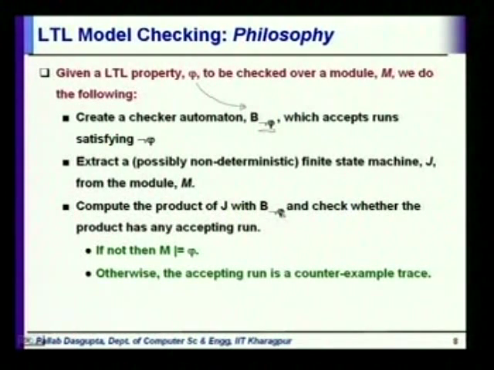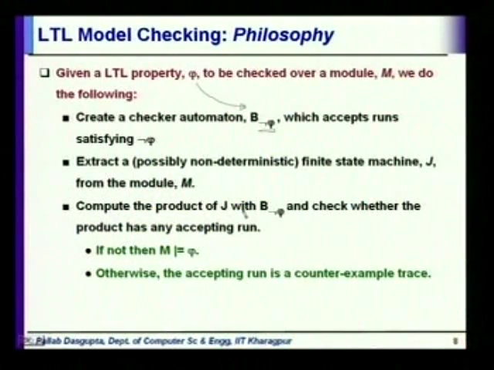On the other hand, if the product does not have an accepting run, then we conclude that there is no counterexample for phi in J. Alright, so this is the philosophy of doing LTL model checking. Now, see, these two are easy steps. I mean, they are not easy by any means, but in terms of the algorithm, we just do some extraction, and we will show how that is done. This is where the search is taking place. This is where you are traversing the state machine or the product automaton and looking for runs which are accepted. So, the search is here.